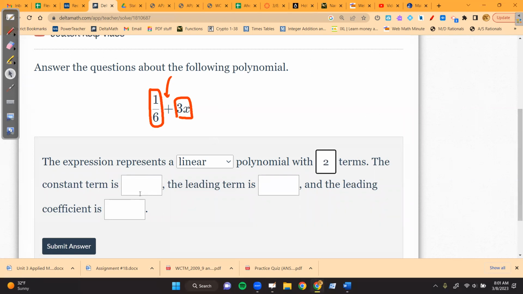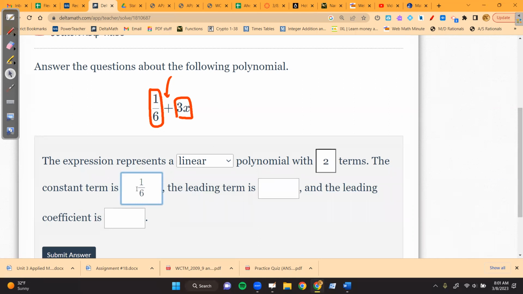The constant term is the term that does not have a variable with it. So what would I say is the constant term? 1/6. The constant means in English and in math something that doesn't change. And 1/6 never has a chance to change because it doesn't have any x to tinker with it or to make it get bigger or smaller.